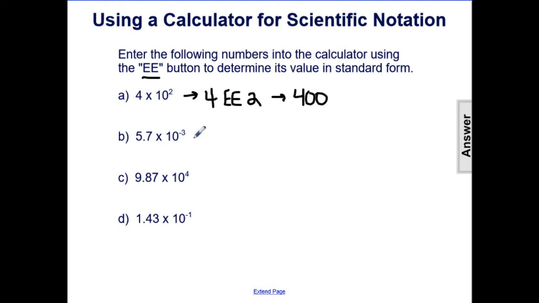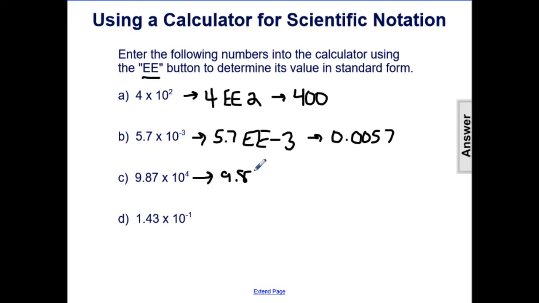For B, 5.7 times 10 to the negative 3, you would want to enter as 5.7 EE negative 3, which should show up on your screen as 0.0057. For C, 9.87 times 10 to the 4th, you want your coefficient 9.87.